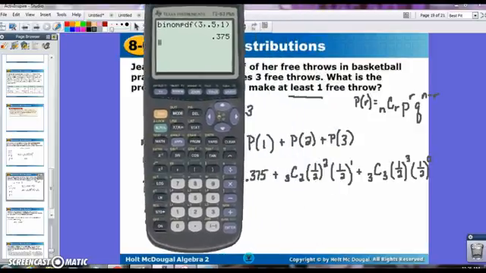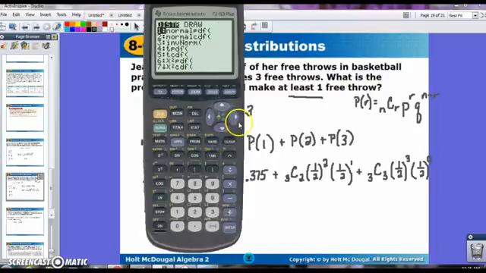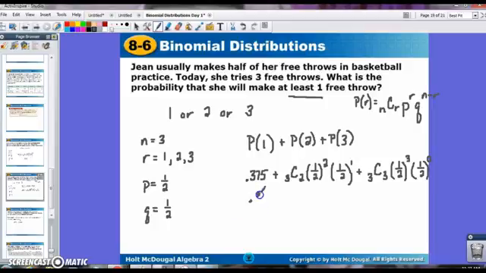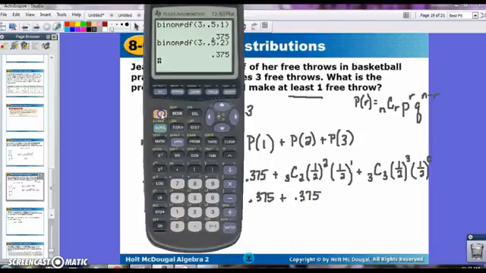Okay, now these again we can do in our calculator. I'm going to do second vars. I'm going to go down to binom PDF. Remember, it's n, which is 3. P, our probability of success, is 0.5. And in this case, for the second one, R is 2. So I end up again with 0.375. Okay, so let me write that down here. We've got 0.375 for the first one, 0.375 for the second one. And now let's do the third one.